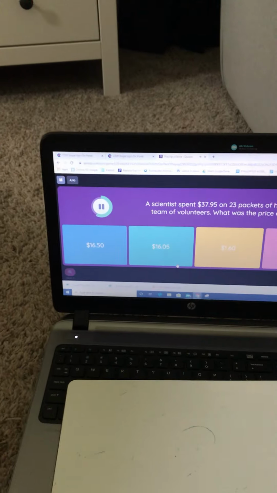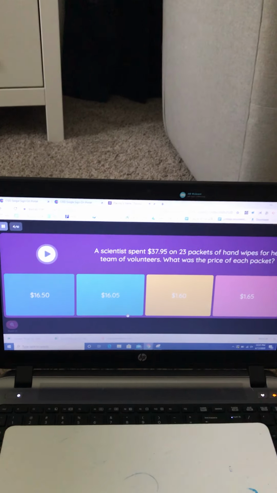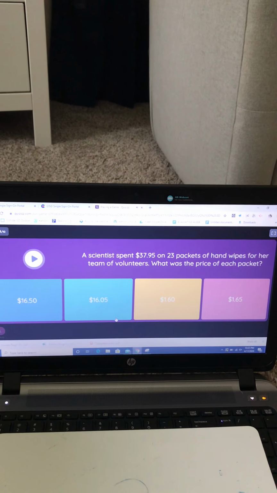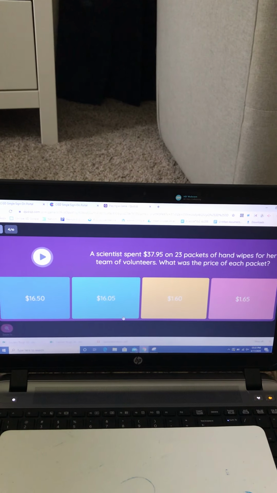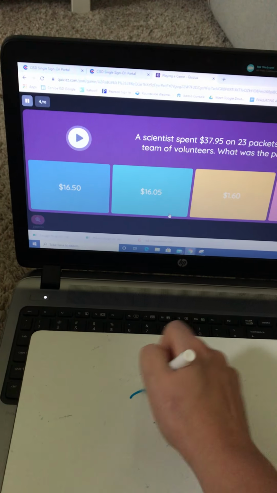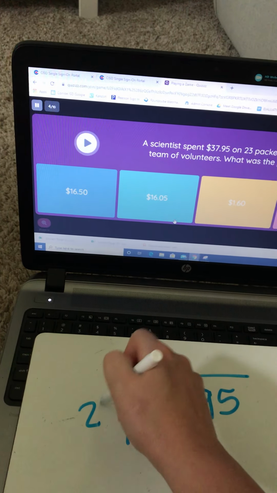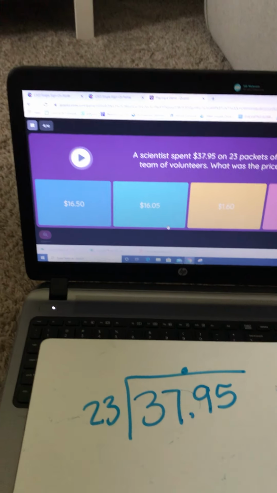Number 4, a scientist spent $37.95 on 23 packets of a hand wipe for her team of volunteers. What is the price of each packet? So here I'm going to divide again because I just want to find 1. $37.95 divided by 23. Bring my decimal straight up in my quotient.